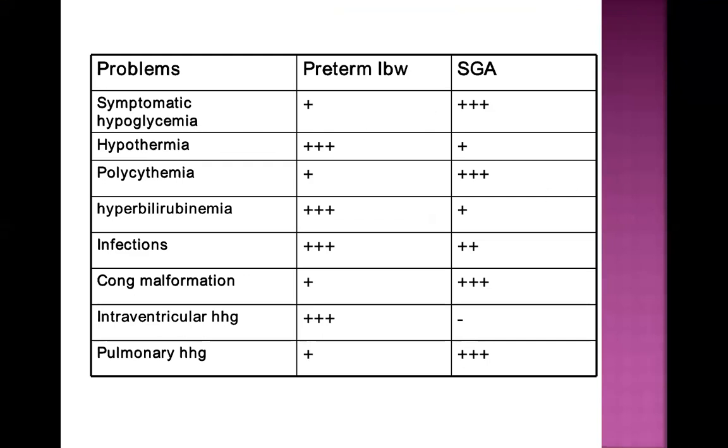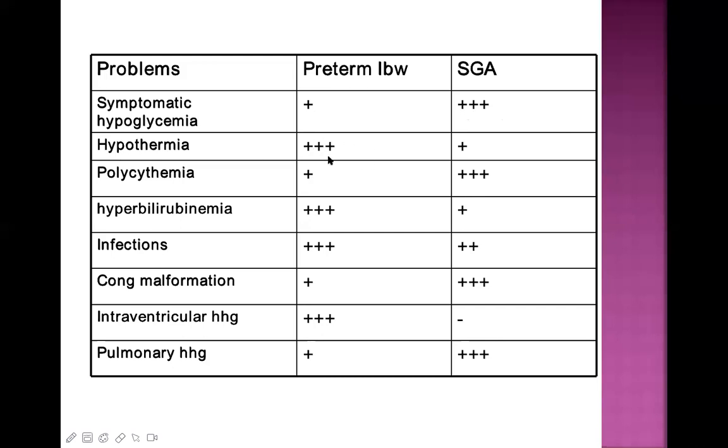Symptomatic hypoglycemia is much more common in SGA babies. Definitely, so many times I have explained that reason. This is because of the differences in size of brain and liver. The size of the brain, especially in asymmetrical IUGR, is still normal, but the size of the liver is very shrunken. As a result, demand for glucose is high, but supply of glucose is less. That's why there is a high chance of hypoglycemia. Preterm babies can also develop hypoglycemia. We are just comparing, that's why it is written 3+ here and only 1+ on this side.